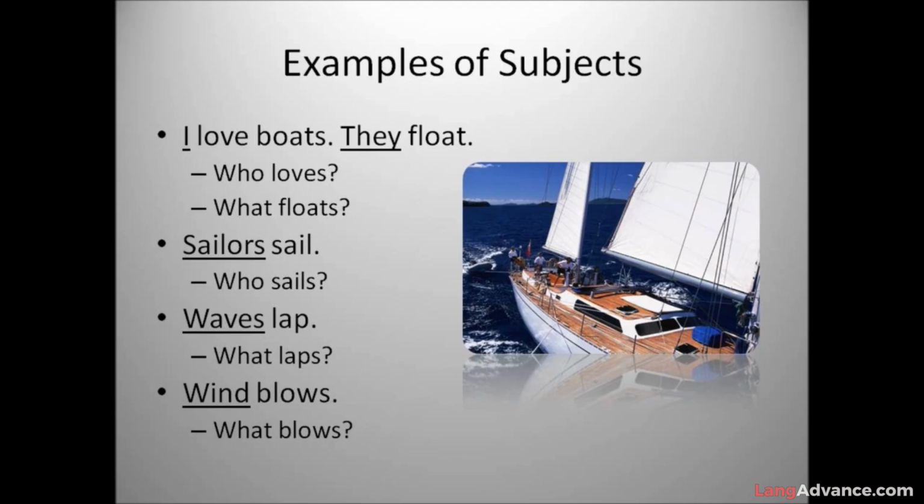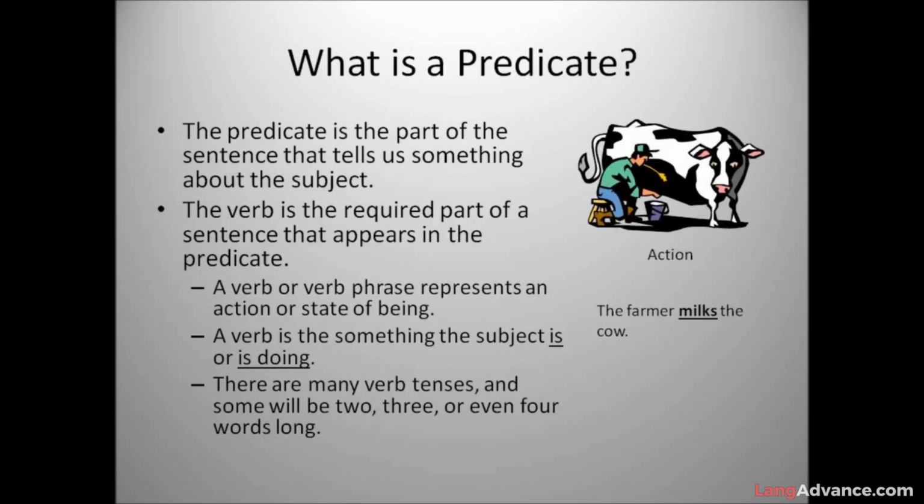Now, as far as a predicate, the predicate is the part of the sentence that tells us something about the subject. The verb is the required part of the sentence that appears in the predicate. Okay, so a sentence has a subject and a predicate. The subject is going to be a noun or a pronoun, or a word that acts like a noun or a pronoun, and the predicate has to have a verb within it.